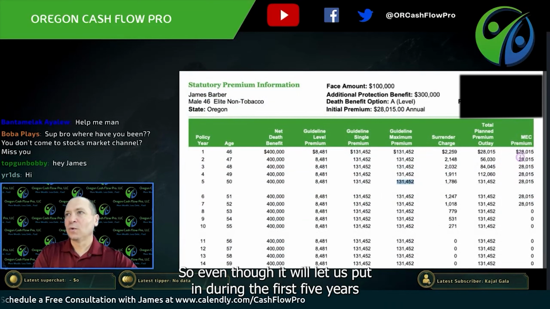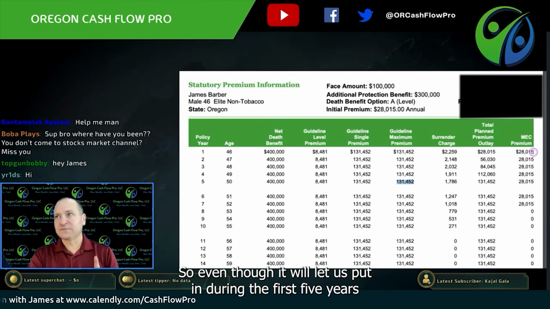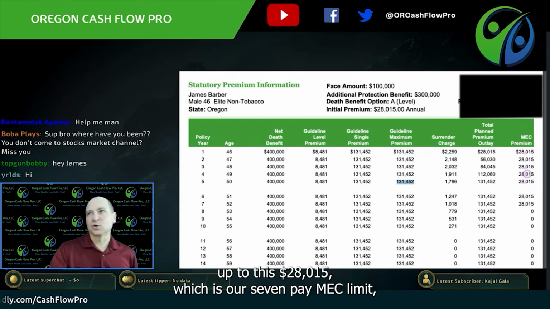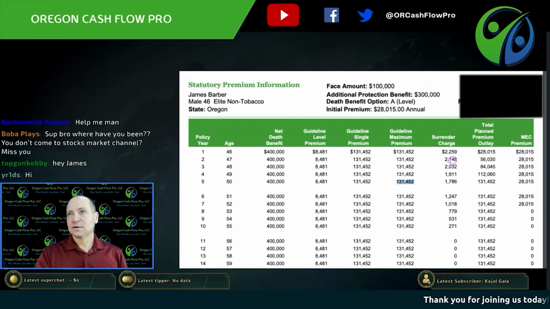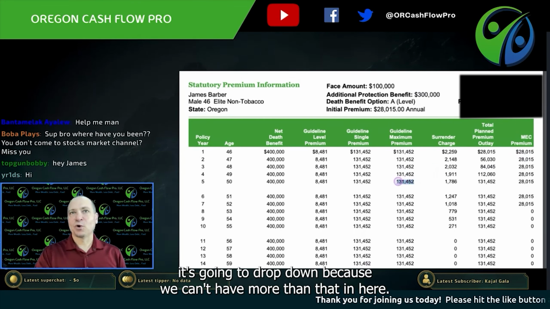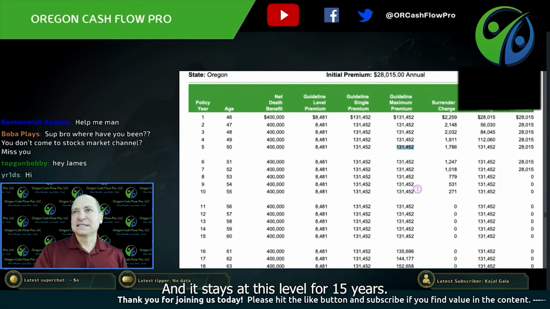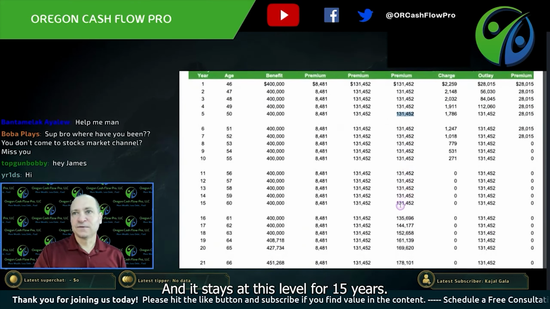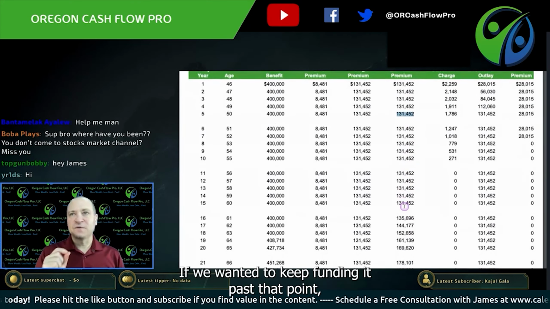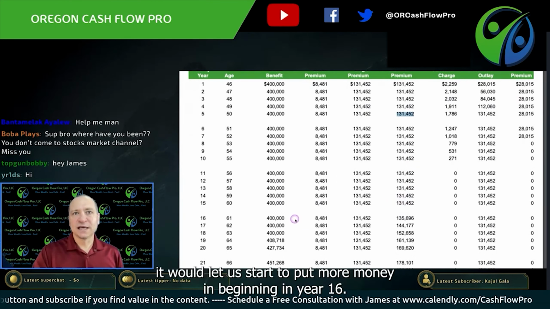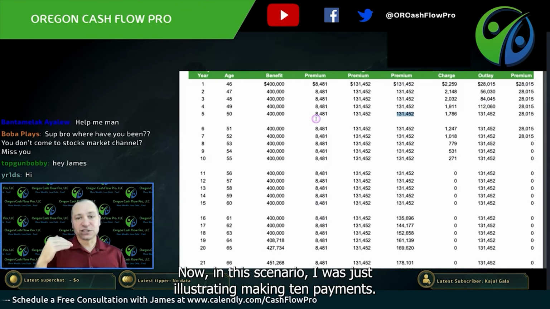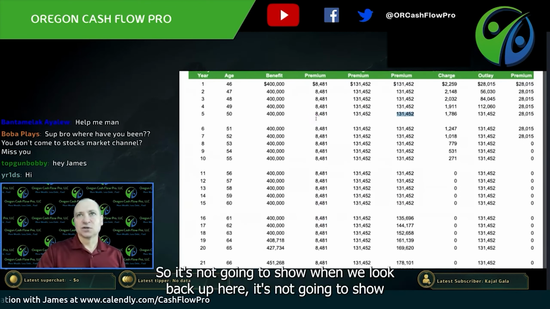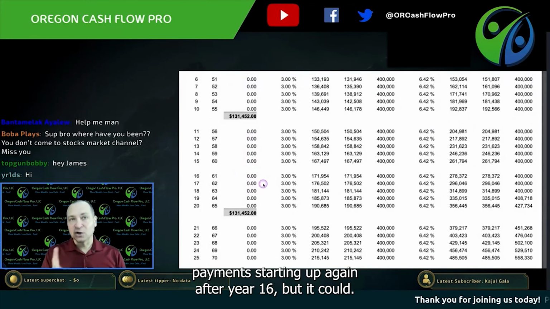So even though it will let us put in during the first 5 years up to this 28,015, which is our 7-pay MEC limit, it's going to drop down because we can't have more than that in here. And it stays at this level for 15 years. If we wanted to keep funding it past that point, it would let us start to put more money in beginning in year 16. Now, in this scenario, I was just illustrating making 10 payments. So it's not going to show payments starting up again after year 16, but it could.